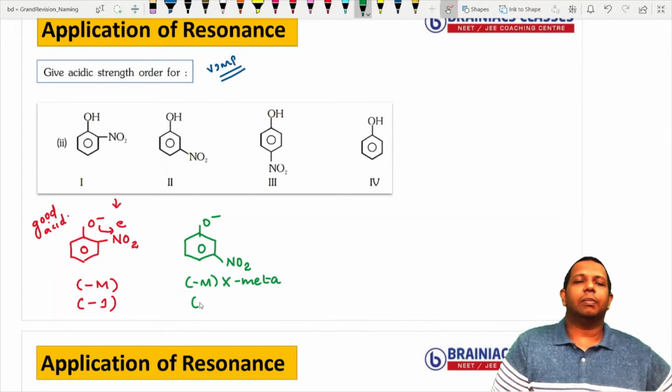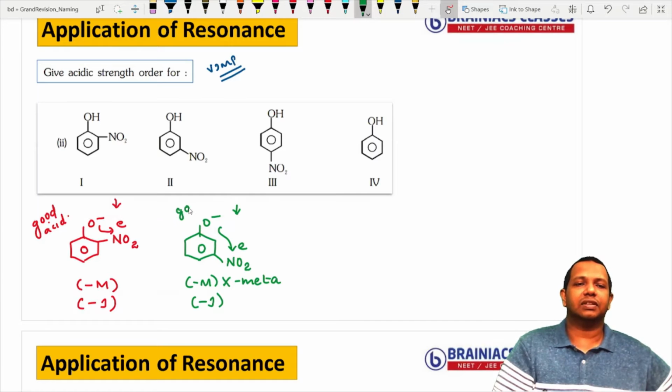Now only minus I effect is applicable. So due to minus I effect, electrons will move in this direction. Charge density over here decreases, making it a good acid. Okay. Now we will go to the third one.